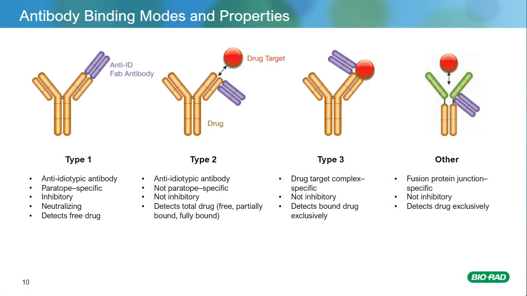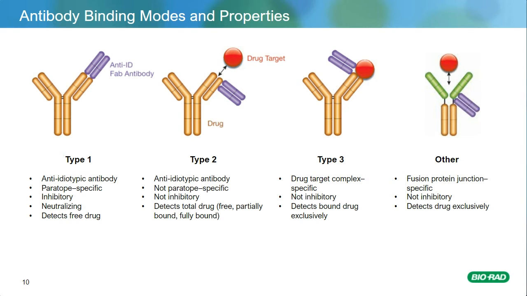To generate type 2 anti-idiotypes, we use what we call an alternating approach. So we will enrich upon the free form of the drug. We will also enrich upon a complex form of the drug. And we form the complex by coating a solid surface with the drug target at a high concentration. Then we apply the drug at a lower concentration so that we're confident that all of the paratopes are occupied.